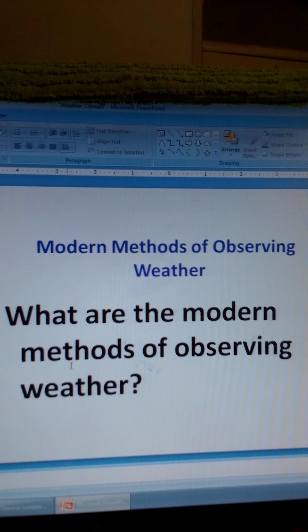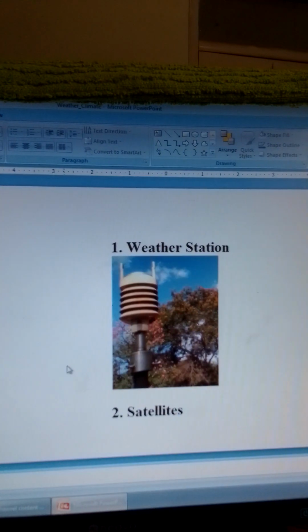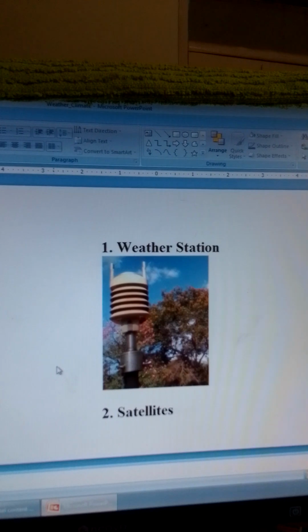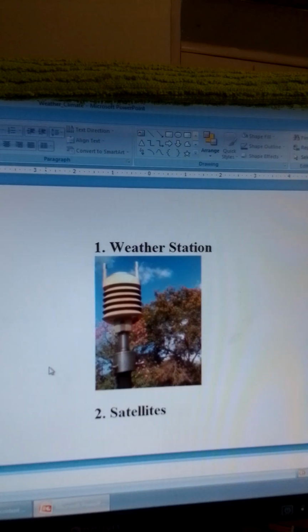Next, let's look at the modern methods of observing weather. What are the modern methods of observing weather? In modern times, we observe weather in a weather station. We also observe weather using satellites. In that image, we have a weather station.